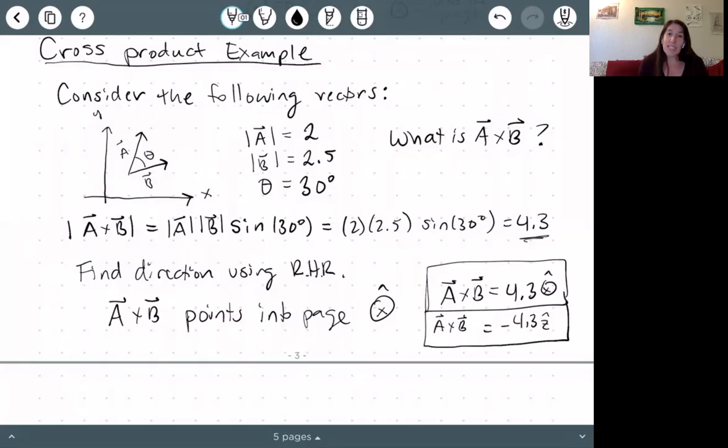All right, so that's how you compute the cross product given the magnitudes of your vectors and the angle between them.